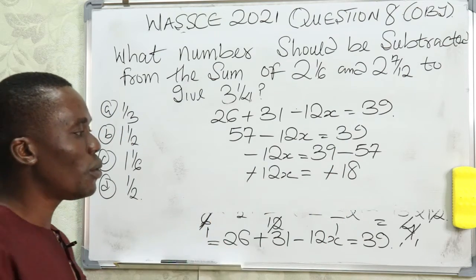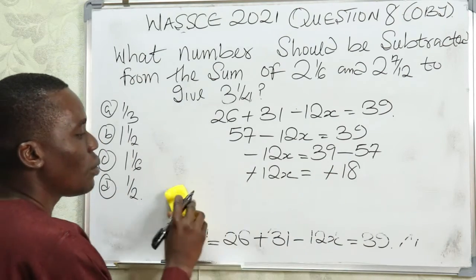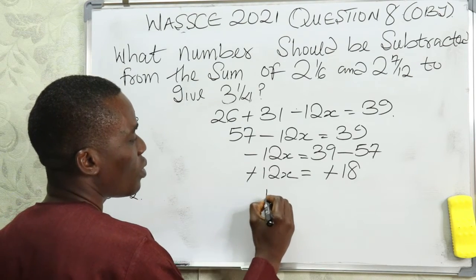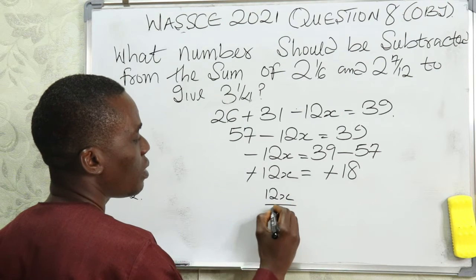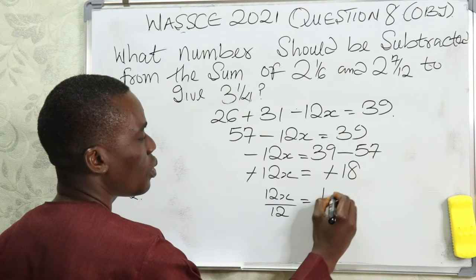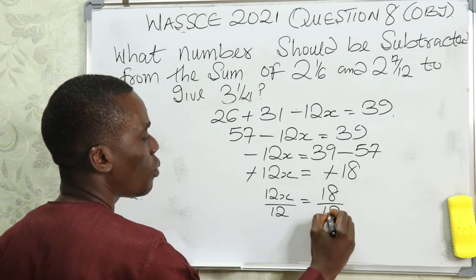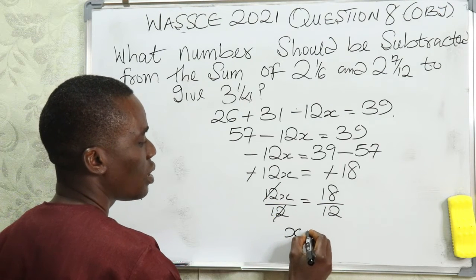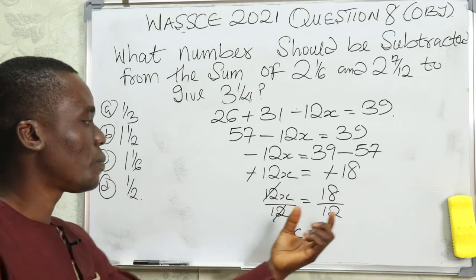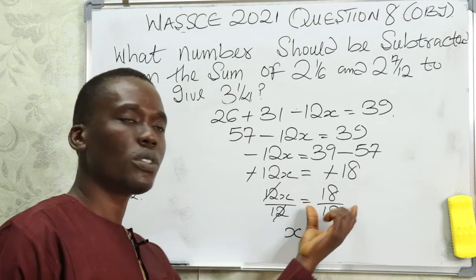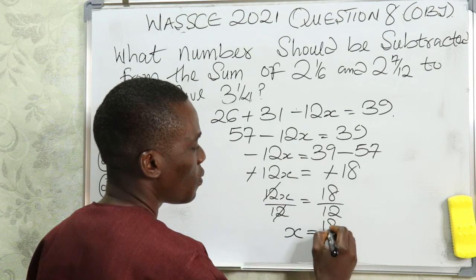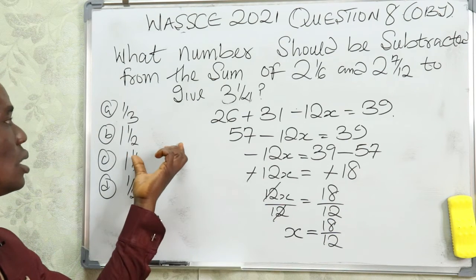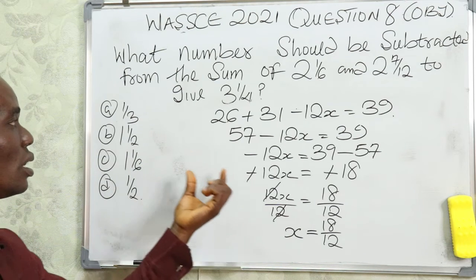So you see, minus will have to go with minus. So we'll divide both sides by 12. So that will give us 12x divided by 12 equal to 18 divided by 12. 12 will cut 12. We'll have our x to be equal to 18 divided by 12. We are gradually getting to the solution to the end of this question.